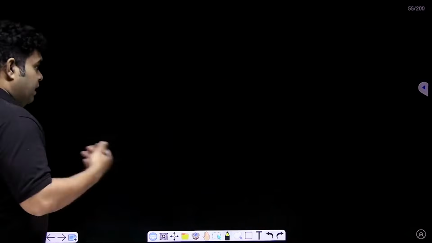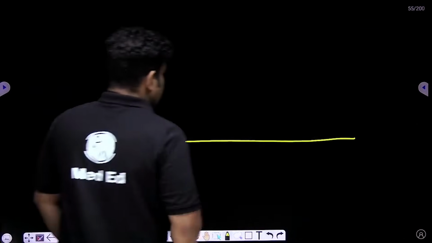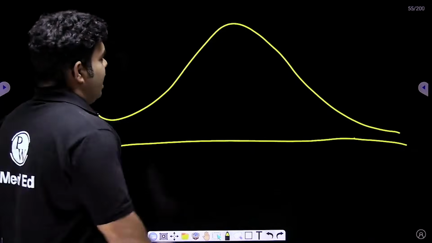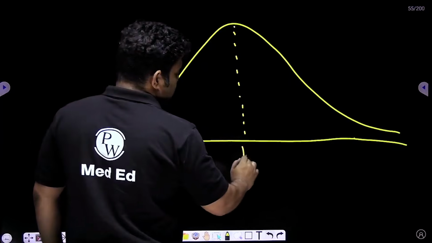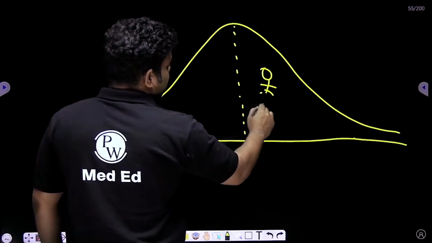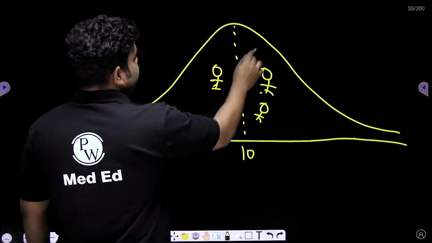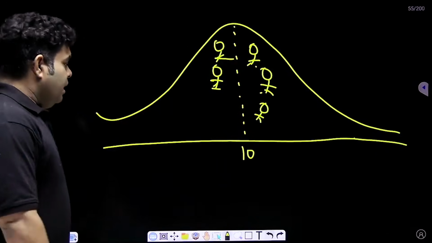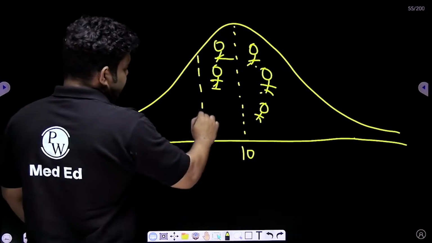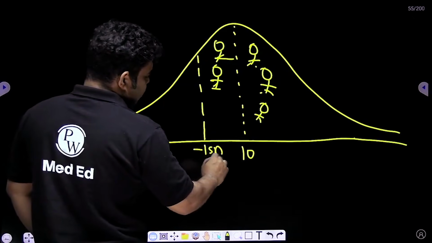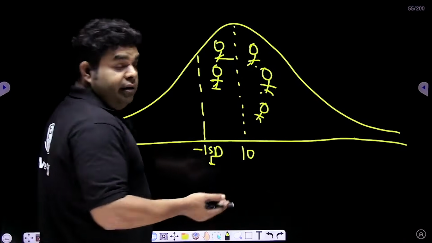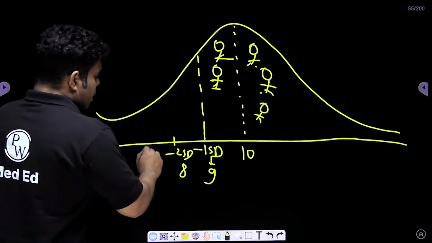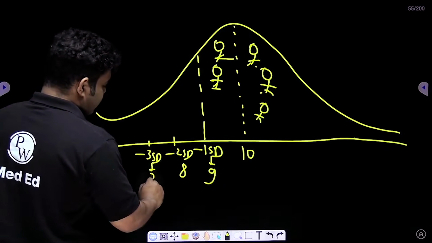Now, what does it mean? It means that if this is the data for calcium level, average calcium of the population is 10. So these are the 100 ladies of 55 years who are coming in this graph. Average is 10. Mean is 10. We all know minus 1 standard deviation is 9. So 10 minus 1 is 9. Minus 2 standard deviation is 8. Minus 3 standard deviation is 7.